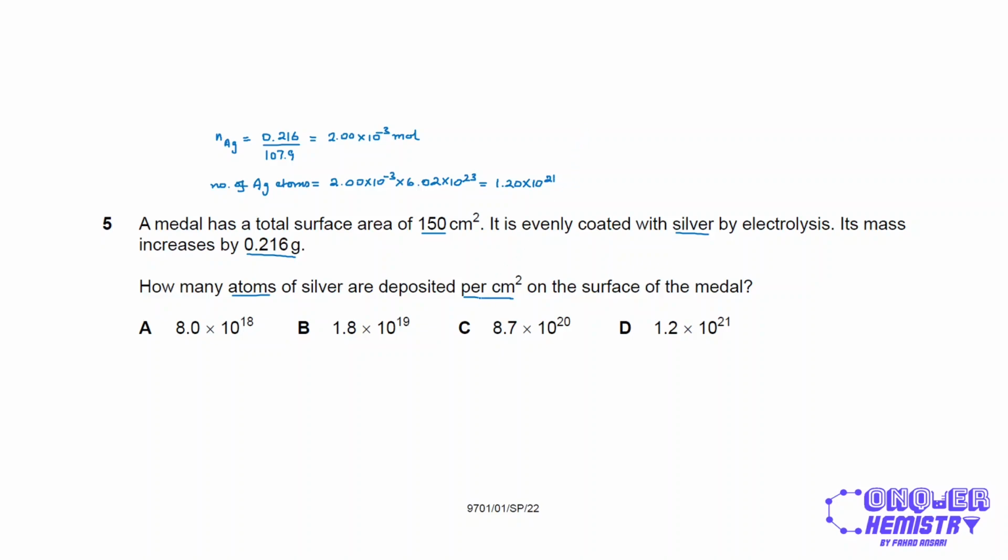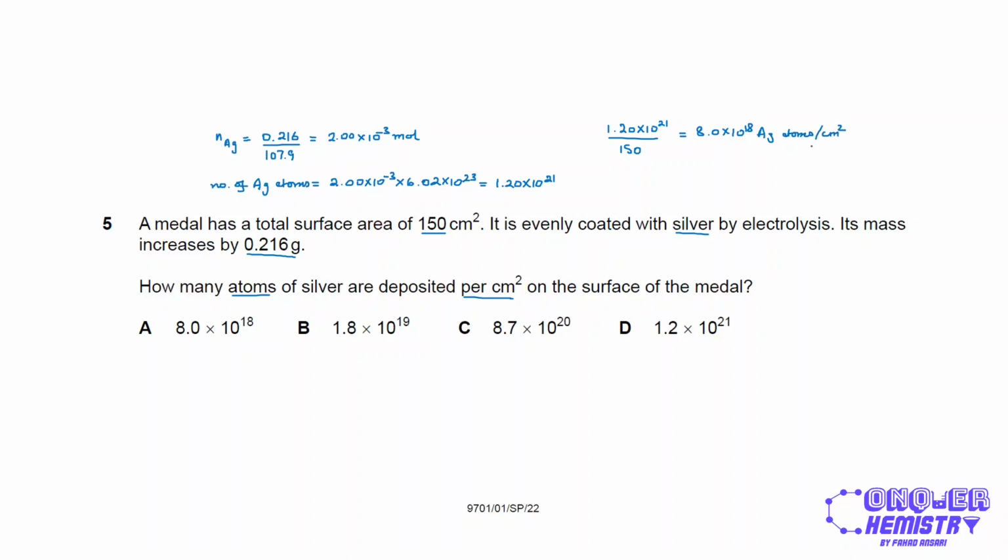Then it says per squared centimeter. So what we will do is divide the number of silver atoms, which we found, by the area of the metal in squared centimeters. So this will give us 8 × 10^18 silver atoms per squared centimeter.